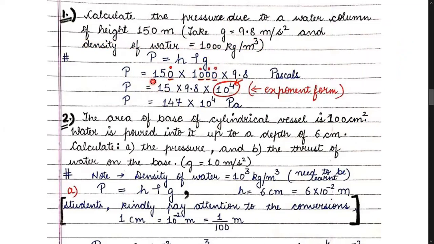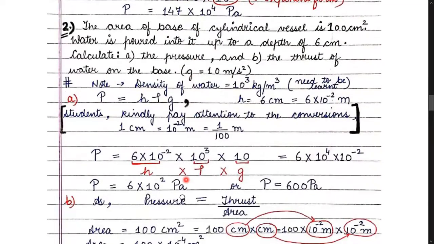See, it is 150 into 1000 into 9.8. Now we write down 15 and 9.8 together. And there are 4 zeros. See, I've marked with the dot: 1, 2, 3, 4. So that means we can write it as 10 raised to power 4. So your answer will come in pascals. That is 147 into 10 raised to power 4 pascals.